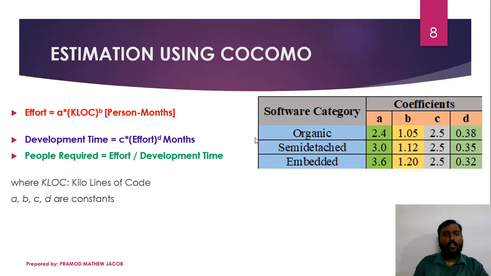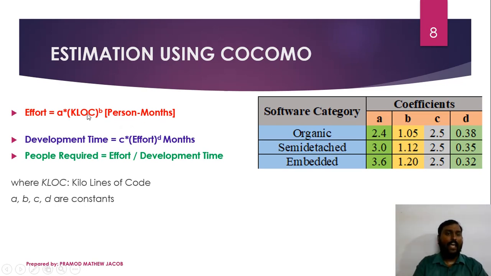Next we are going to learn how to estimate the cost using COCOMO. There are three equations, or we have to derive three parameters: what is the effort required for developing a project, what is the time required for developing a project, and how many people are required to develop that project. Effort is calculated using A × (KLOC)^B person months. Person month is the unit used in COCOMO.